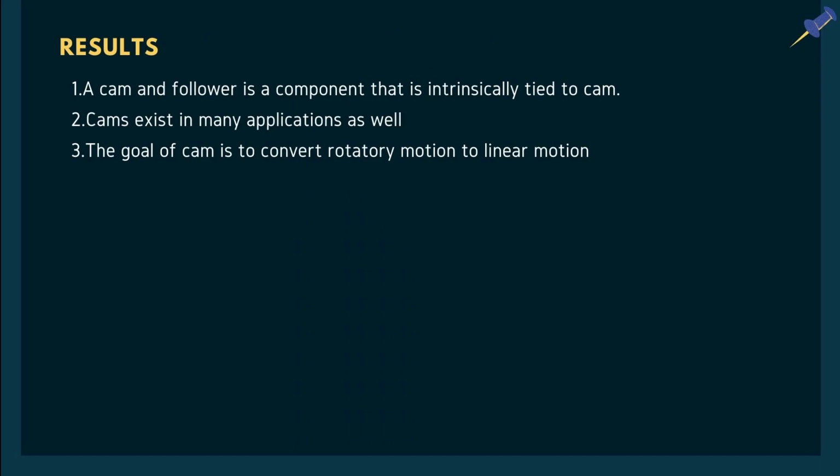We have seen till now the introduction, terminology, types of cam, types of follower, motion, construction, principle, and working. And now we have the result. First, a cam and a follower is a component that is intrinsically tied together. Second, cams exist in many applications. Third, the goal of a cam is to convert rotary motion to linear motion. Thank you.